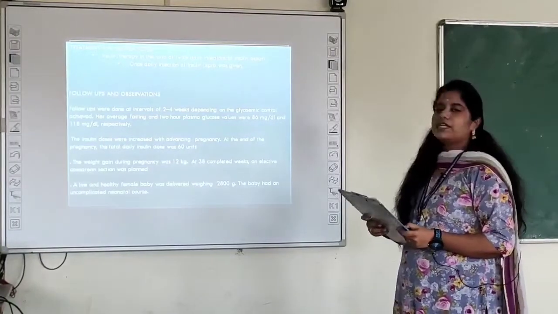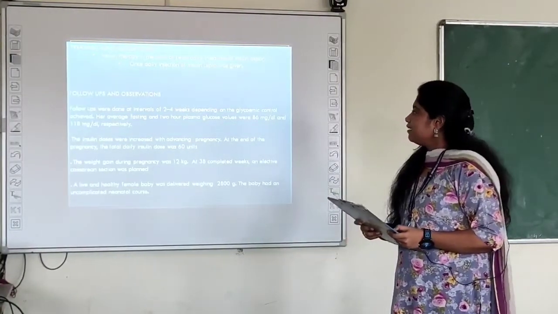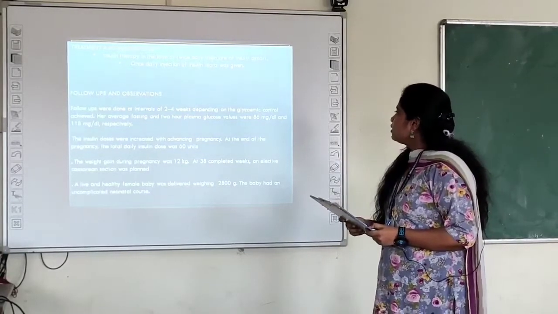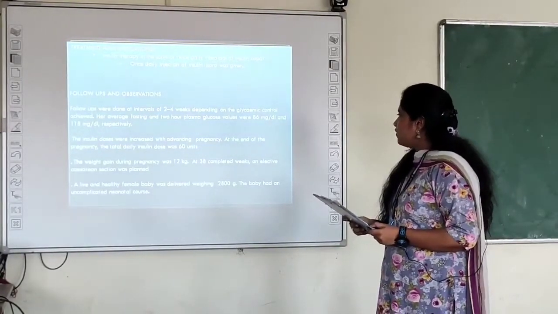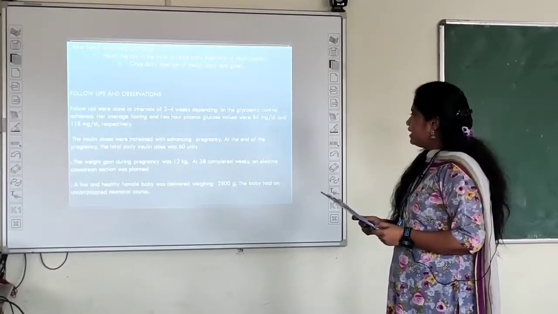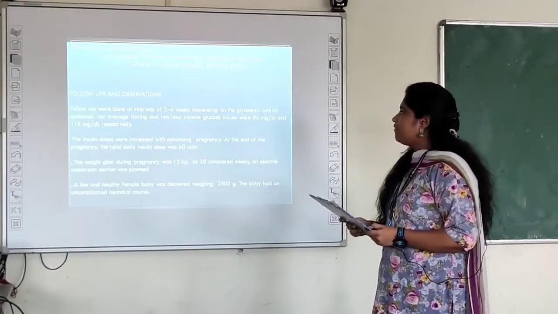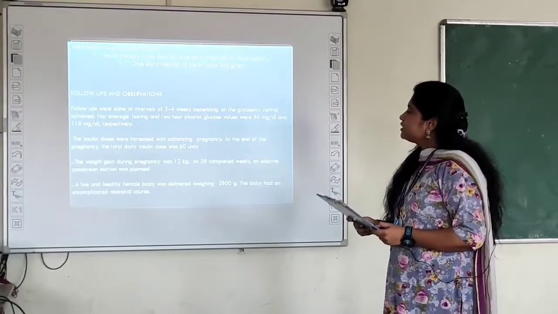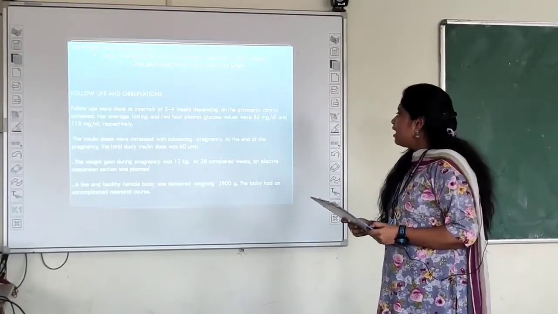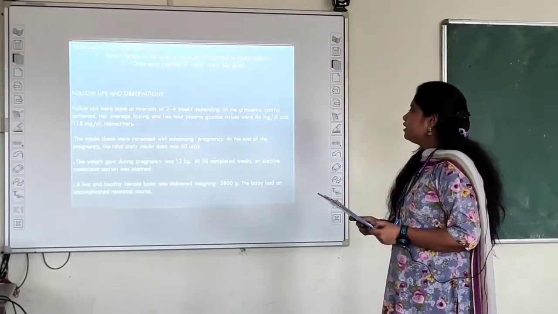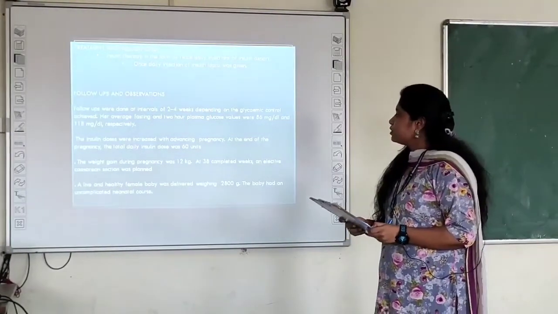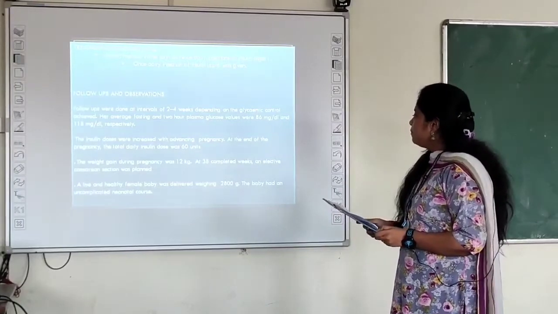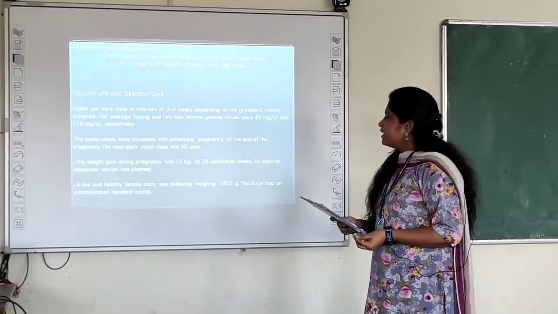What are the follow-ups and observations? Follow-ups were done at intervals of 2 to 4 weeks depending on glycemic control achieved. Her average fasting and 2-hour plasma glucose values were 86 mg per dl and 118 mg per dl respectively. The insulin doses were increased with advancing pregnancy. At the end of pregnancy, the total insulin dose was 60 units and the weight gain during pregnancy was 12 kilograms. At 38 completed weeks, an elective cesarean section was planned.